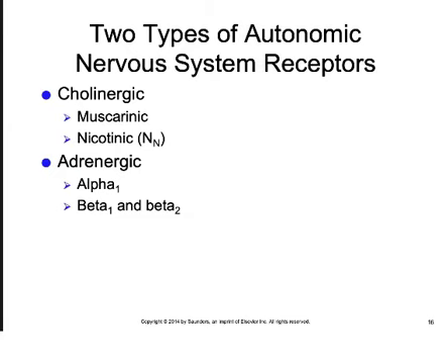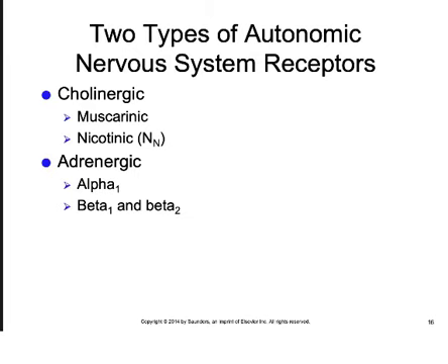The autonomic nervous system receptors can be grouped into cholinergics, which are muscarinic and nicotinic, and adrenergics, which are alpha-1, beta-1, and beta-2. Muscarinic and nicotinic receptors get their name from the substances that they were initially found to bind to. Nicotinic receptors were discovered because they bound nicotine. Muscarinic receptors bound muscarine, which is a plant product. The adrenergic receptors bind adrenaline.